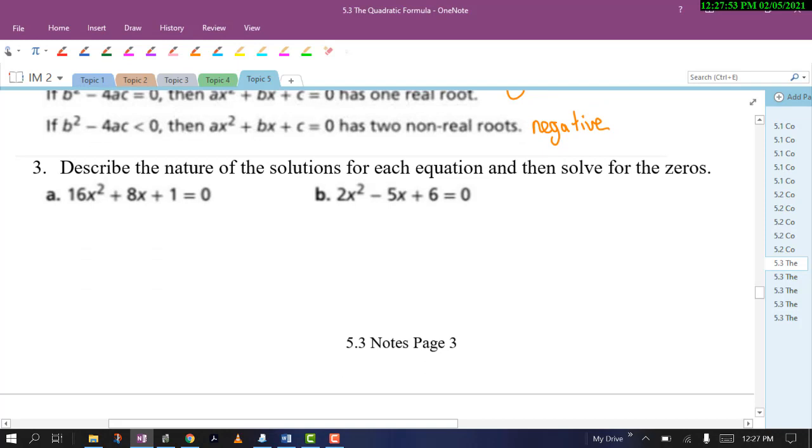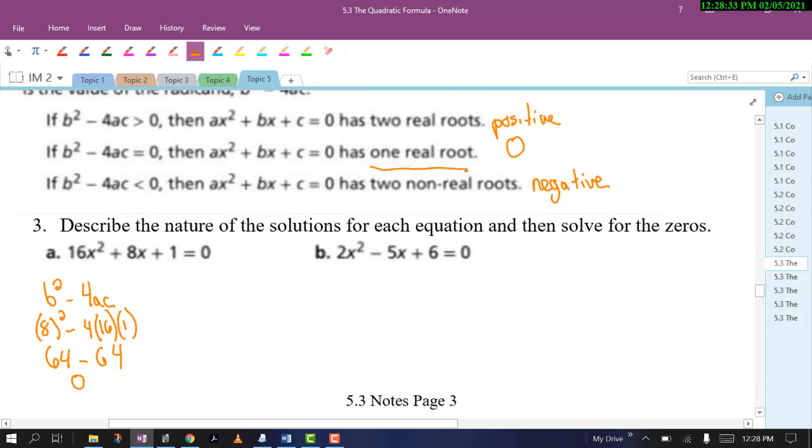So let's take a look at these ones. So b squared minus 4ac, a is 16, b is 8, and c is 1. So 8 squared minus 4 times 16 times 1. So 64 minus, and even your brilliant math teacher has to use a calculator, so that's okay. So 64 minus 64, oh, our discriminant is 0. So what does that mean? It means we have one real root.